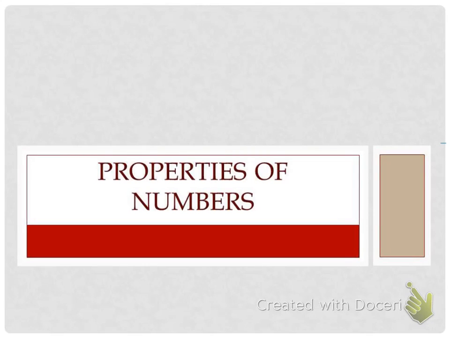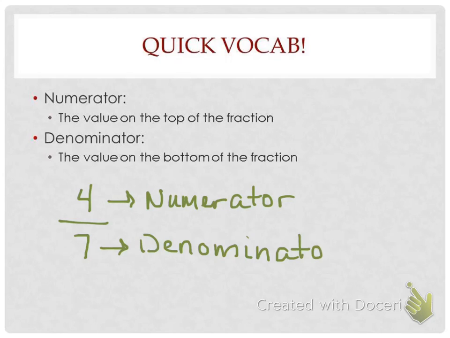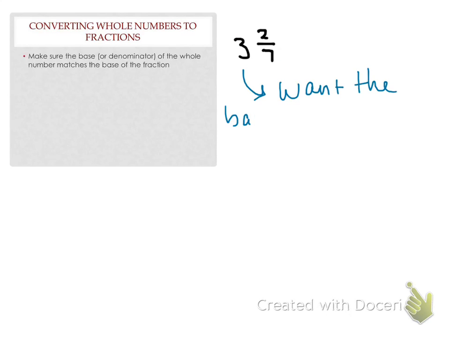This is the video that goes along with properties of numbers. So first we're going to do a little bit of vocab. The number on top is the numerator, and the number on the bottom is called the denominator. Sometimes you'll see me say base instead. It's the same thing. Okay, so we want to change our value of 3 into a fraction.